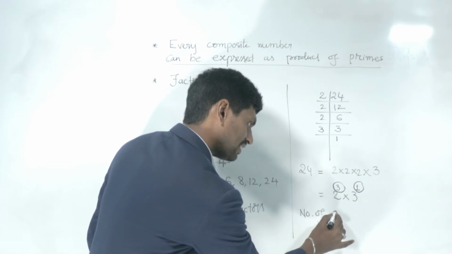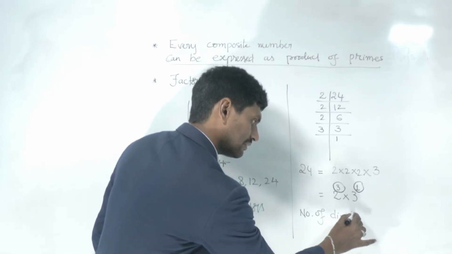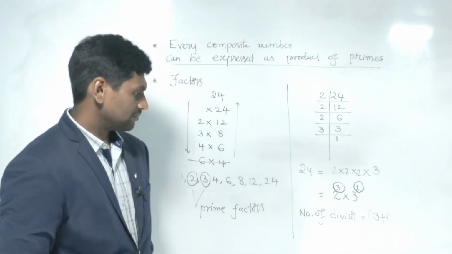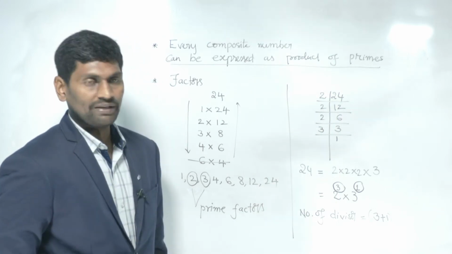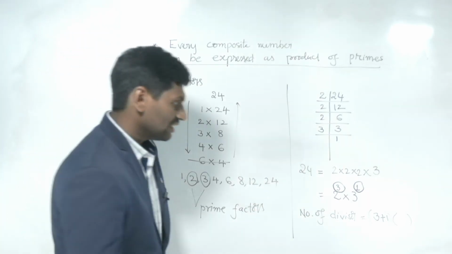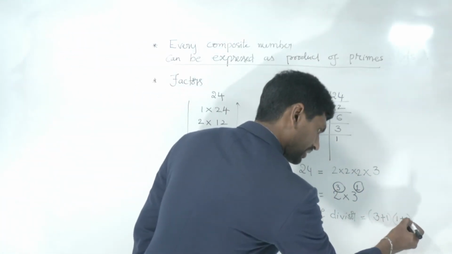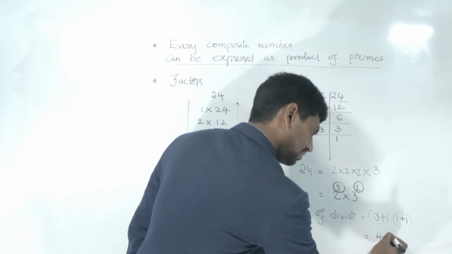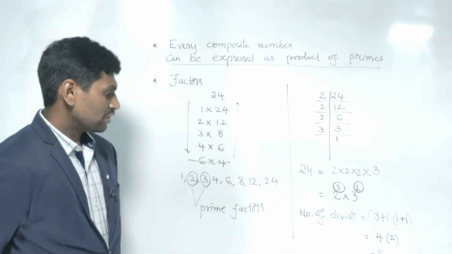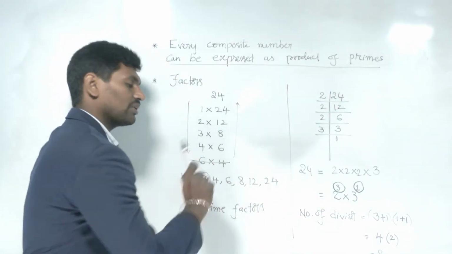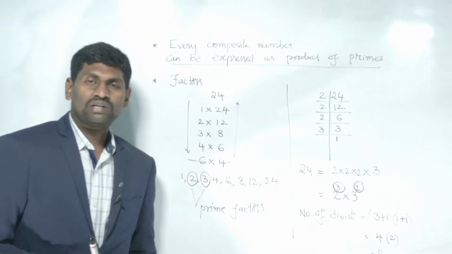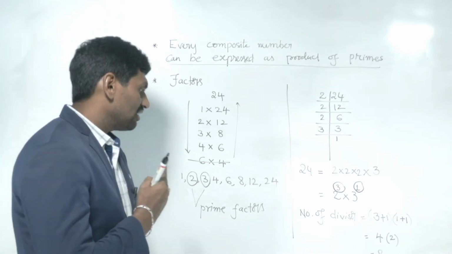So the number of divisors is 3 plus 1. I am taking only the exponent of each prime. 3 plus 1, and the other exponent 1, 1 plus 1. So 3 plus 1 is 4, 1 plus 1 is 2, 4 times 2 is 8. So the number of factors is 8. We can find the number of factors by using this, but we cannot say what the factors exactly are.